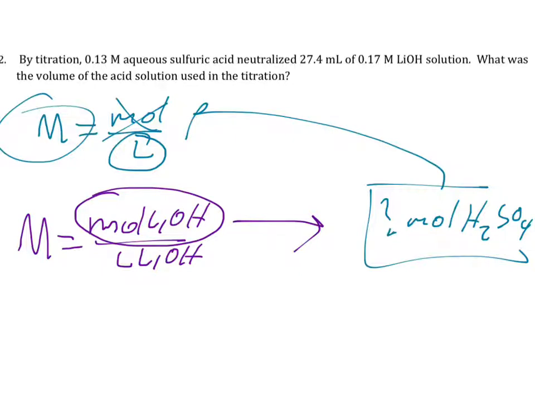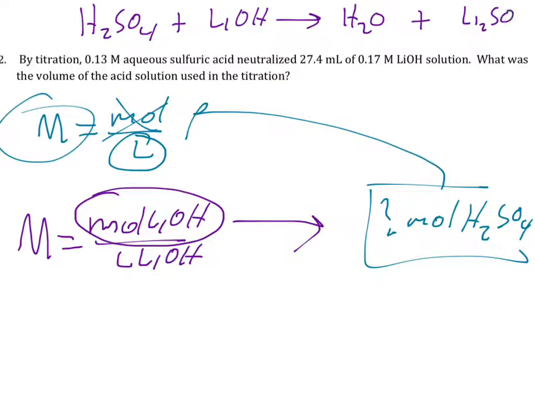The first thing we need to do is write a balanced chemical equation. So we have sulfuric acid, which is this, plus lithium hydroxide. Again, this is a neutralization reaction that's going to produce water plus lithium sulfate. Now to balance this, you balance the salt first. You put a 2 here to balance the lithium. And then whatever amount of hydrogens there are on the acid, that's how many waters you end up having. And that's how that works.